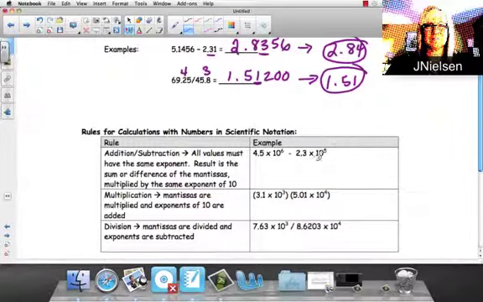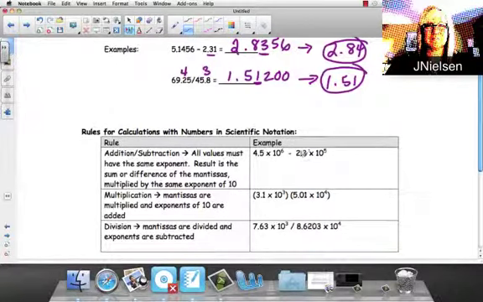So what you could do in this case, if you were having to do the math by hand, you could change 2.3 times 10 to the 5th and get the right exponent. So I'm going to show you both ways, all right?